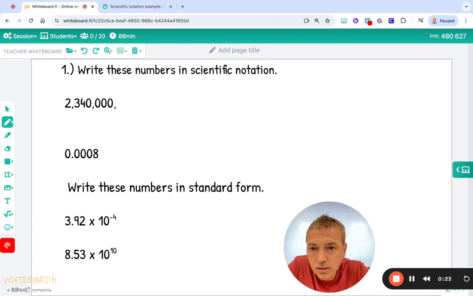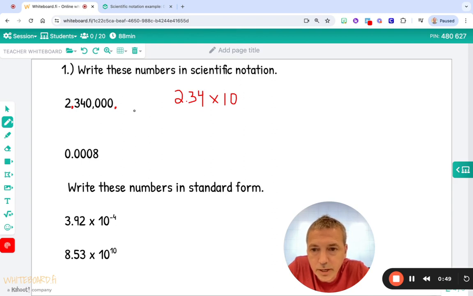So the decimal place would be right here, right? So we got to make a number between 1 and 10 out of this number, right? Well, what number can we make between there? Well, 2.34. 2.34 is a number between 1 and 10, right? So we're going to write that 2.34. I'm going to drop all the zeros. I said it's always going to be times 10 to a power.